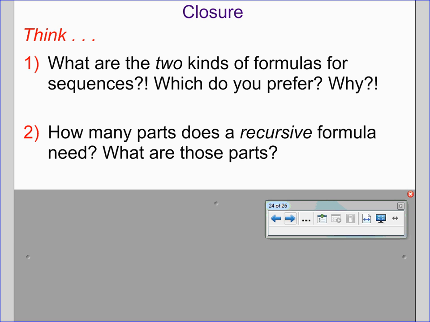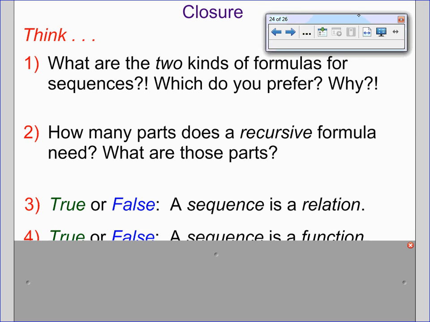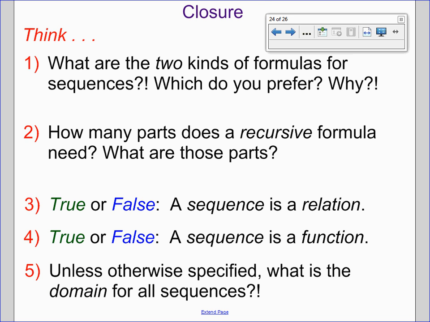Think, don't call out. What are 2 kinds of formulas for sequences? Which one do you prefer and why? Go ahead and write that down. How many parts does a recursive formula need, and what are those parts? True or false, a sequence is a relation. True or false, a sequence is a function. And unless otherwise specified, what is the domain for all sequences? Please have a written response for each of these and be ready to share with the whole class when I call on you.